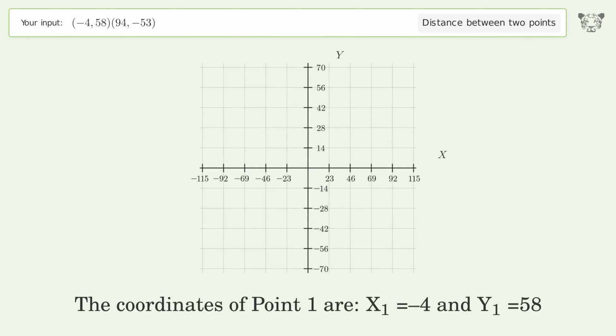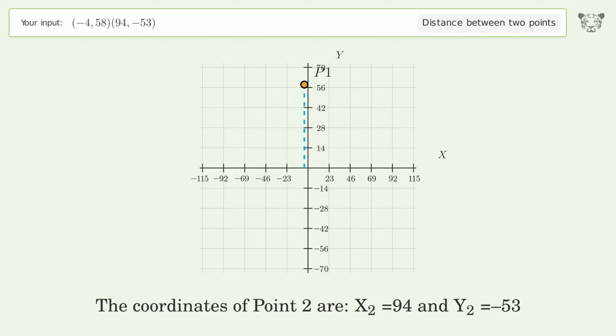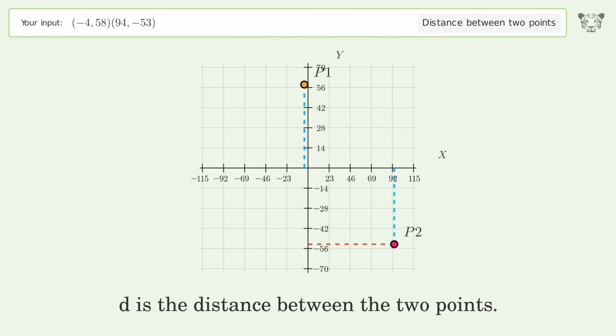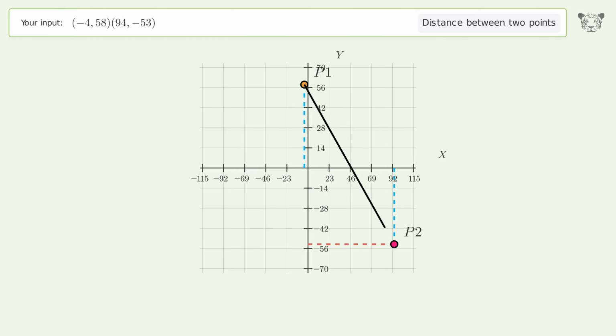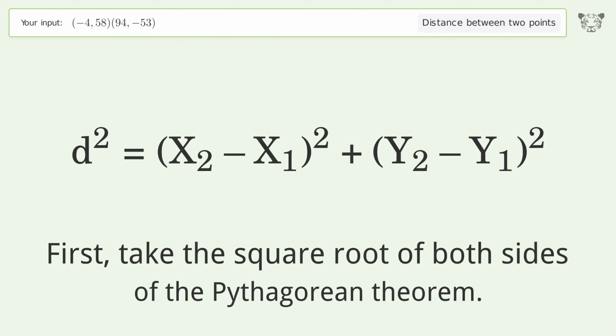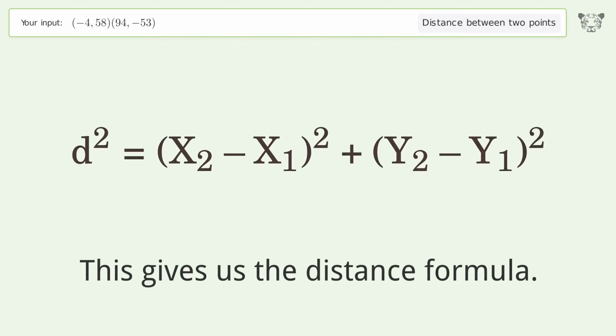The coordinates of point 1 are x1 equals -4 and y1 equals 58. The coordinates of point 2 are x2 equals 94 and y2 equals -53. D is the distance between the 2 points. First, take the square root of both sides of the Pythagorean theorem. This gives us the distance formula.